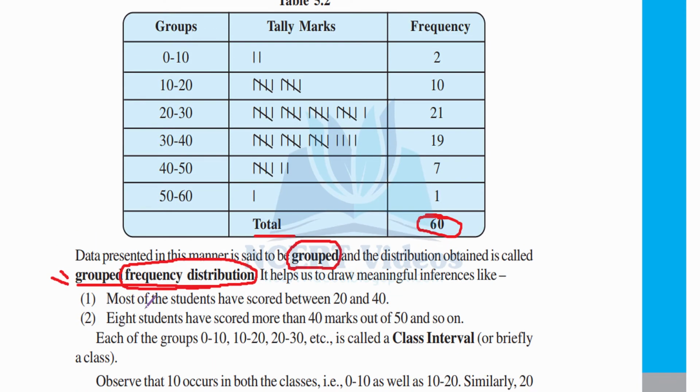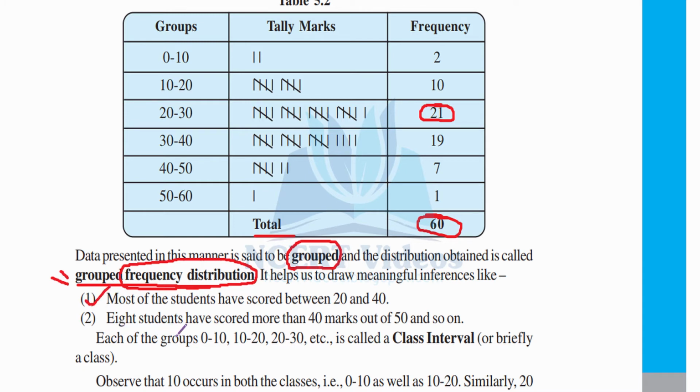First, most of the students have scored between 20 to 30. How? Well, this is the largest frequency, and this number of students fall under 20 to 30. Therefore, we can say that 21 students, which are the maximum of the 60 students, got marks between 20 to 30. So that is our first.